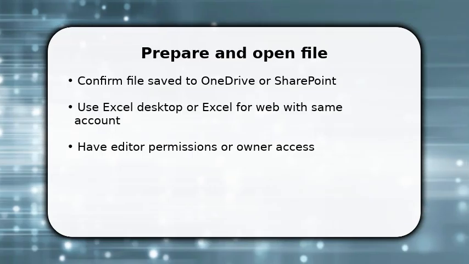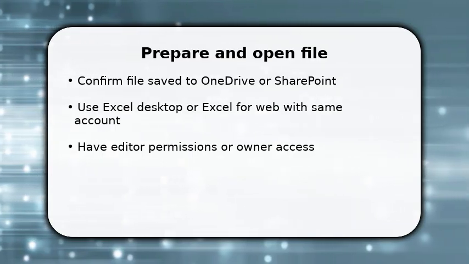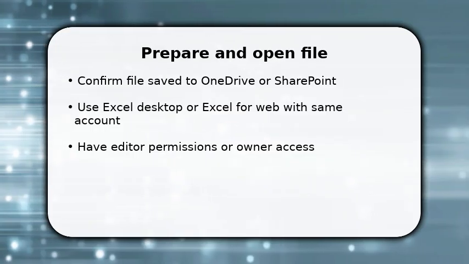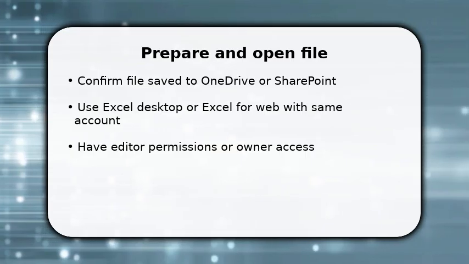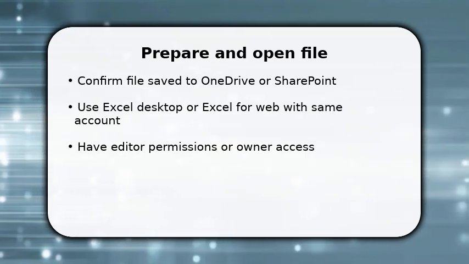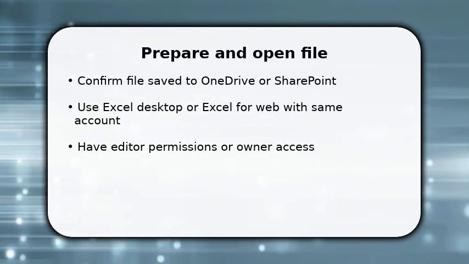You start by confirming the workbook lives on OneDrive or SharePoint. That's the only place Excel keeps online version history. Once done, open the file in Excel Desktop or Excel for Web with the same Microsoft account. Make sure you have edit or owner permissions. Without them, you won't see previous versions.